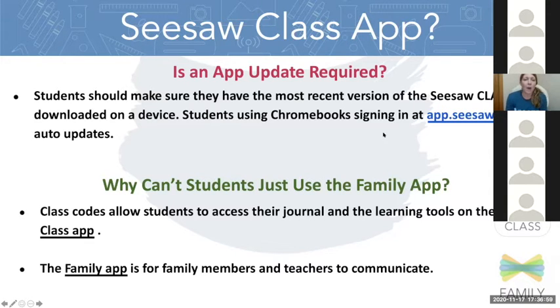So why can't students just use that family app? And I'm going to get into the family app here next. So the class app is where the students are able to complete their activities. The family app is where the families are able to see completed activities. So you will not be able to see the activities that your child has not yet completed in the family app. Class codes allow students to have their journal from home. And then the family app is where the families can communicate with the teachers and see completed work.